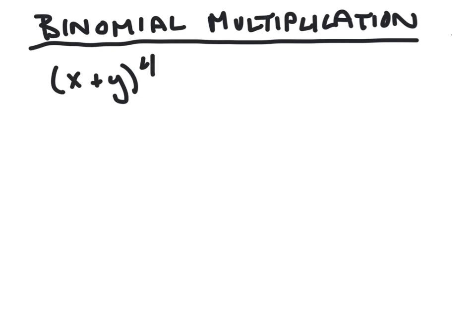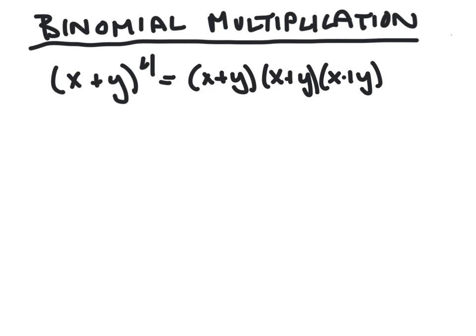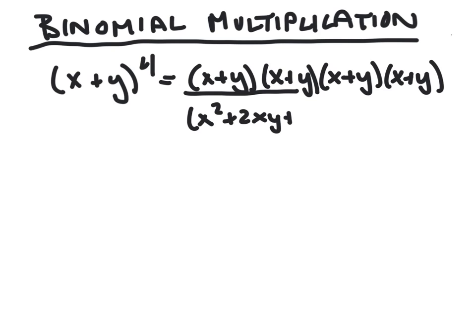About shortcuts to binomial multiplication. If you and I were to multiply x plus y to the fourth power, what it would be asking us to do is to multiply these binomials and these binomials and these binomials. And we're used to multiplying just two of these. If you multiplied this out, I think it ends up looking a little bit like this.